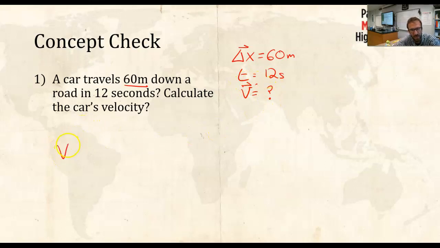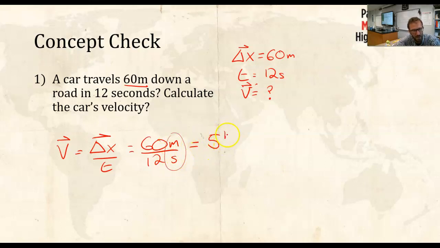So all I'm going to do is write down the equation. Velocity is equal to delta x divided by t, and all I have to do is plug it in. It is this simple. Look at that. 60 meters divided by 12 seconds. 60 divided by 12 is 5, and it gives us a unit, which is meters per second. How about that? That was a piece of cake.